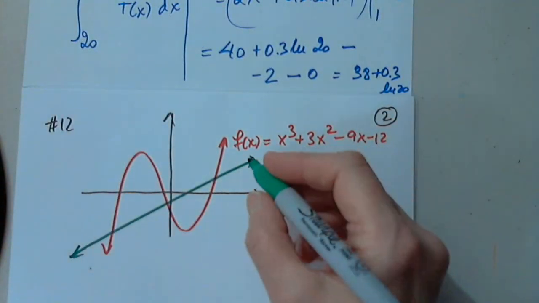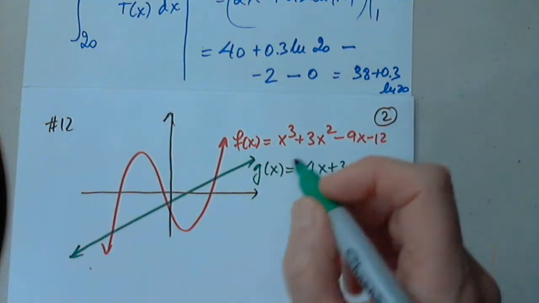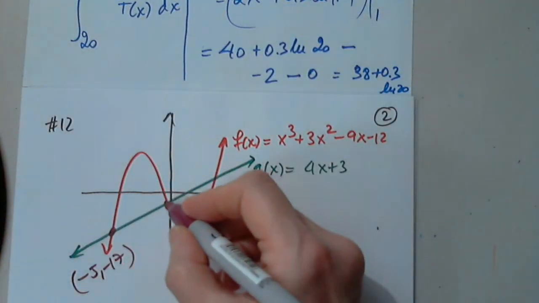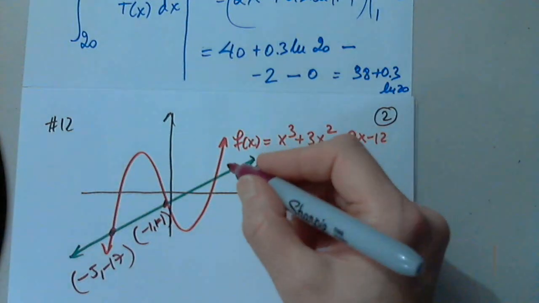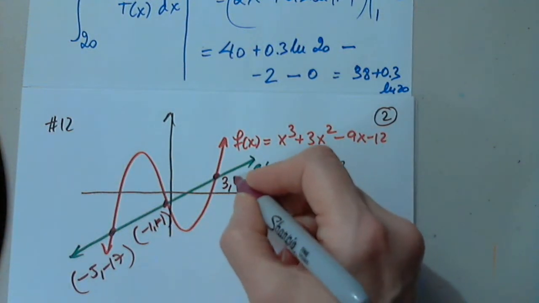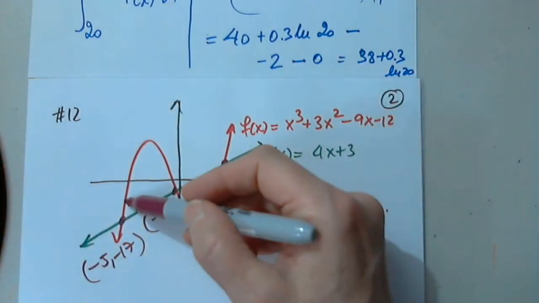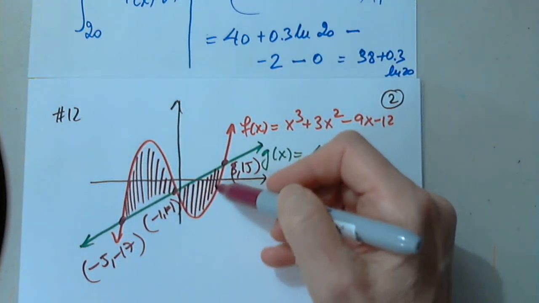Of course, my graph is not perfect. So g of x, which is 4x plus 3. And I also have to copy those points of intersection. One of them is -5, -17. The other one, -1, -1. Both of them, yes, correct. And the last one, 3, 15. And we are asked to determine this area as well as this area.